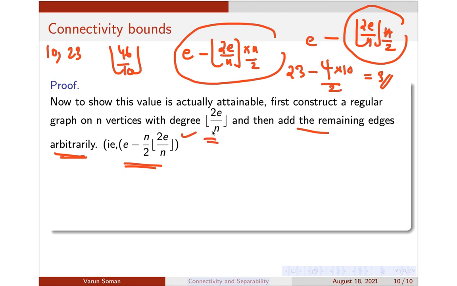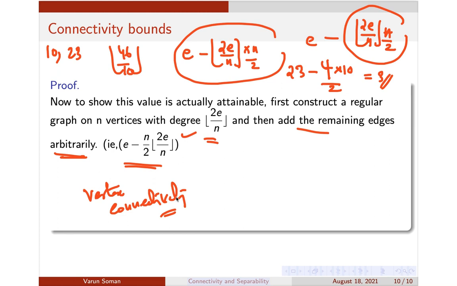Now let us look at the vertex connectivity. Vertex connectivity is the minimal number of vertices whose removal disconnects the graph. Is it correct? So let us look at the disconnection of a graph. For simplicity, suppose I need to disconnect the graph by removing a single vertex.